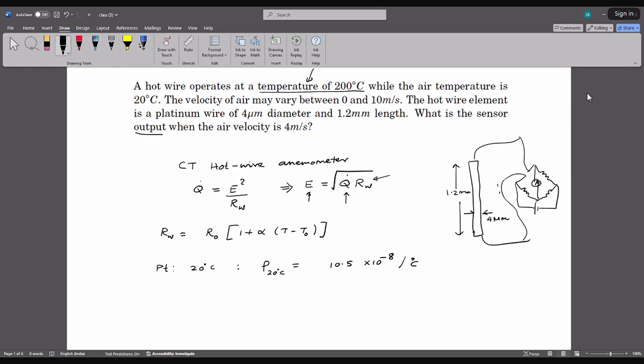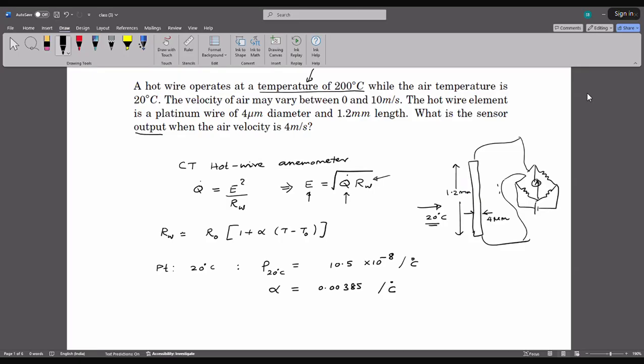This is a material property, which is a function of temperature. Since the air is at 20 degrees centigrade, the electrical resistivity of the hot wire is 10.5 into 10 to the power minus 8 ohm meter. And we also can read the resistance temperature coefficient alpha value, which is typically 0.00385 per degree centigrade.